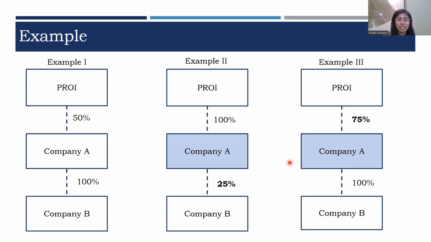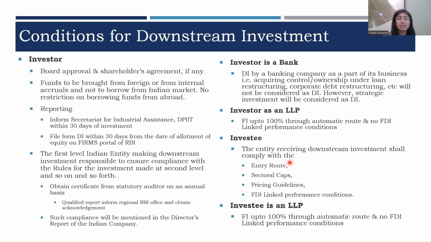Now, when we are making downstream investment, there are certain compliance requirements that we need to ensure. Here, we'll first understand what is the basic intention of RBI or of government to regulate downstream investment. The main intention is that what cannot be done directly should not be done indirectly also.